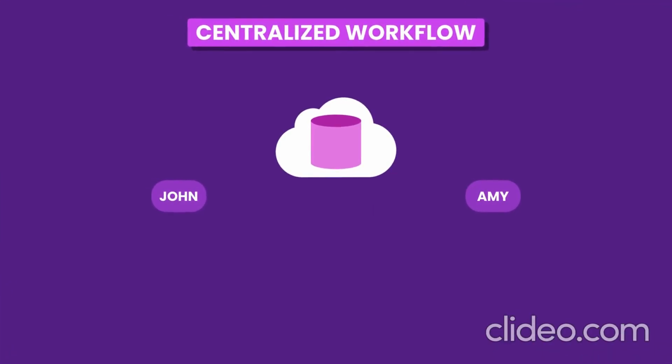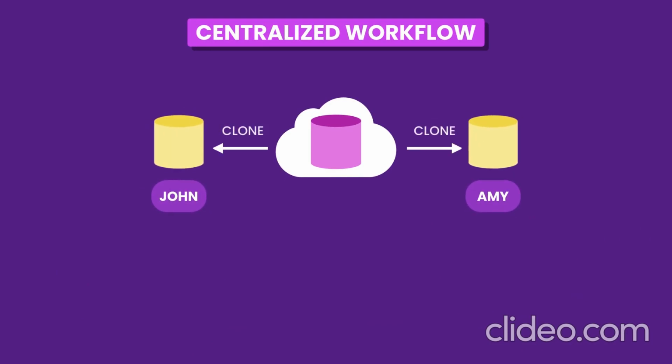So let's walk through a real scenario. John and Amy want to collaborate on a project. They start off by cloning or taking a copy of this central repository. Now they both have a local repository on their machine. So John starts working and makes a few commits. Amy could be making other commits in the meantime, but let's not worry about that yet. Now, at some point, John needs to share his work with Amy. To do that, he uses the push command to send his commits to the central repository.